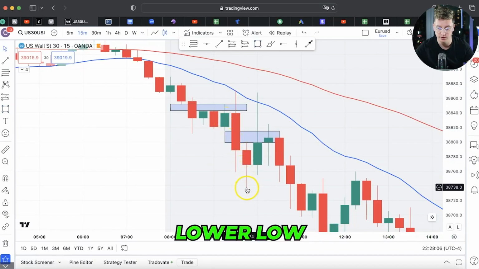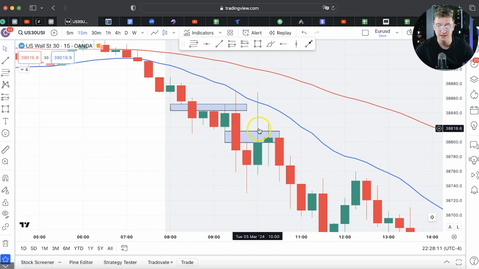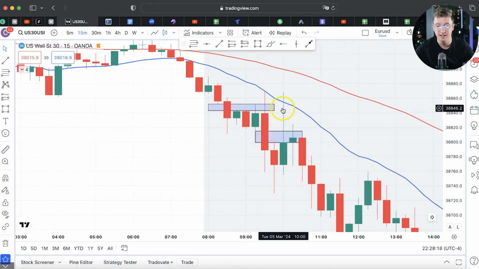What happens? Price comes down to form a lower low. We have a lower high. Within that lower high, we have our fair value gap. We could be a seller in here once it hits the bottom part, the halfway point, or the top part. And then it comes and it hits that 20 EMA.